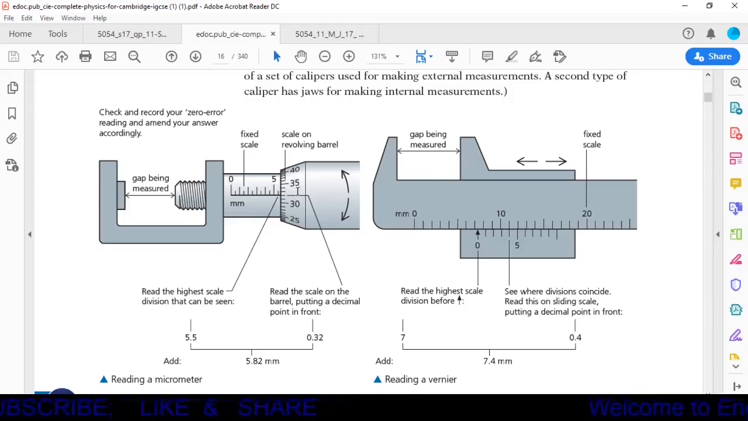Now there are two possibilities: whether the 0 of the circular scale is below the fixed scale or above the fixed scale or main scale. If the 0 of the circular scale is below the main scale, then it is called positive zero error, and in the calculation we have to subtract this value. And if this 0 is above the main scale 0, then it is called negative zero error, and that one we have to add in the calculation.